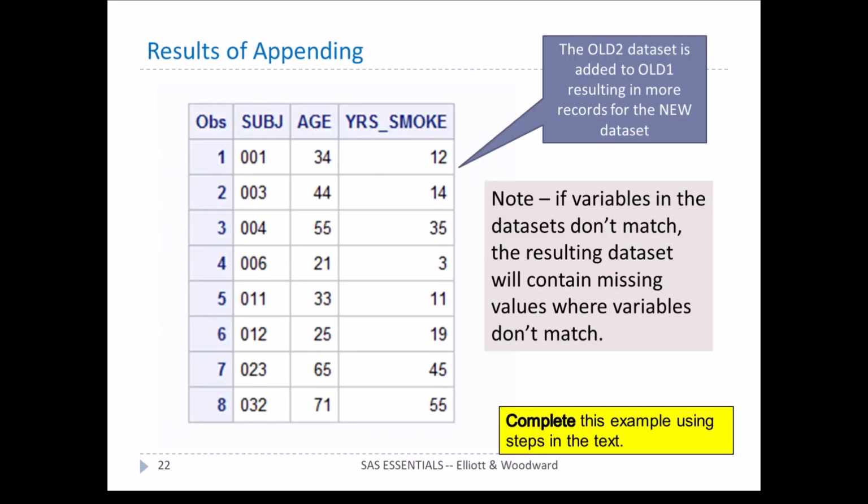And this is what the result looks like. So we can see the first four records come from the first data set, and then the second four come from the second data set.